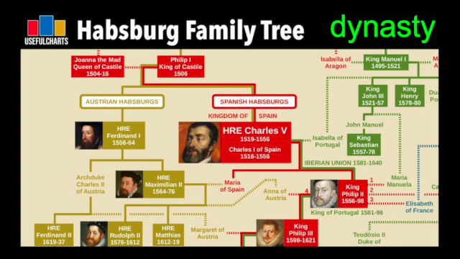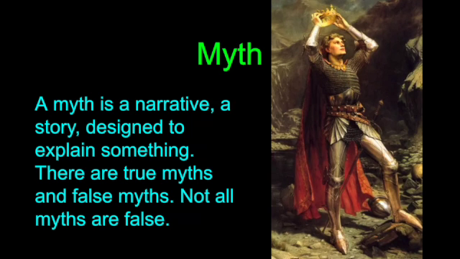Dynasties, meaning royal families, will rule the earliest civilizations. It's hereditary. And that's going to be a pattern that's going to dominate human history for a number of centuries before we can come up with a different form of government. So dynasty, that family that's going to hand the power down from one generation to the next. Myth, very important in the earliest societies.